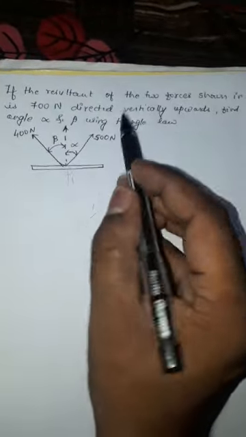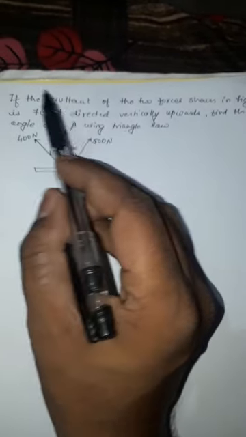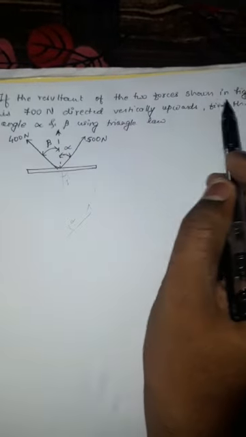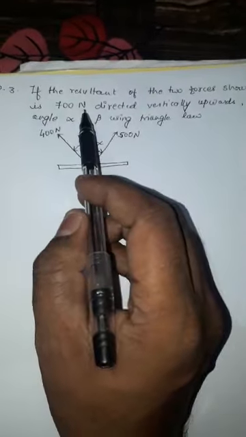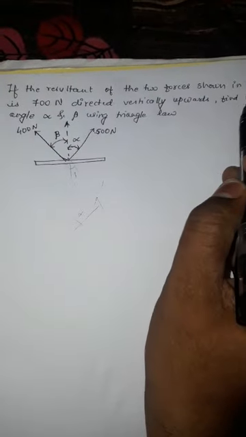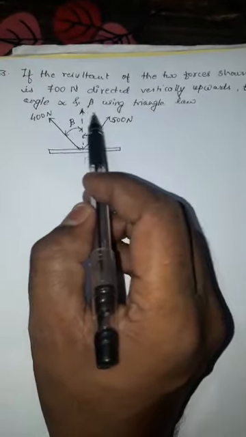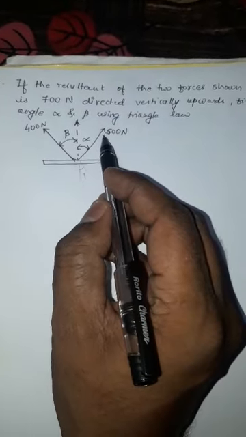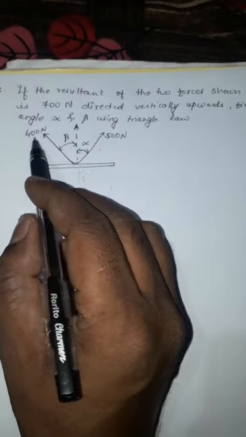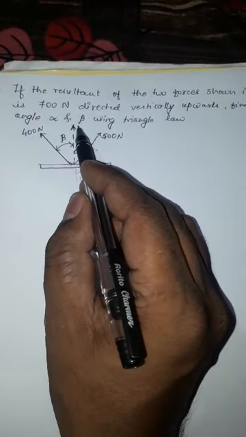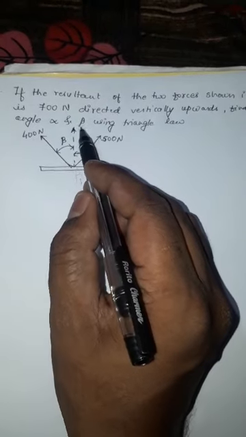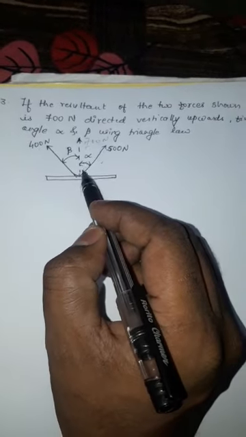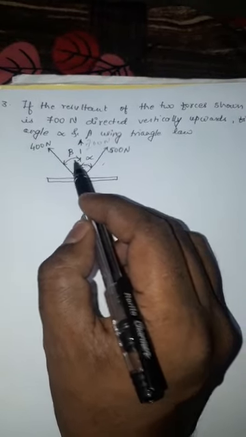Now I am going to discuss the third numerical on the law of triangle. In this question they have said that if the resultant of two forces shown in the figure is 700 Newton directed vertically upward, find the angle alpha and beta using triangle law. In this figure they have given two forces, 500 Newton and 400 Newton. Also they have said that the resultant of these forces is vertically upward. So this vertical line will represent the resultant, which is nothing but the 700 Newton. Now by using triangle law, you have to calculate the angle alpha and beta.